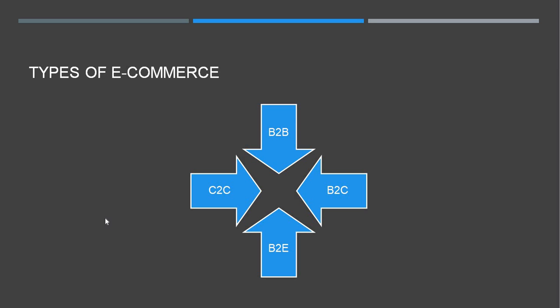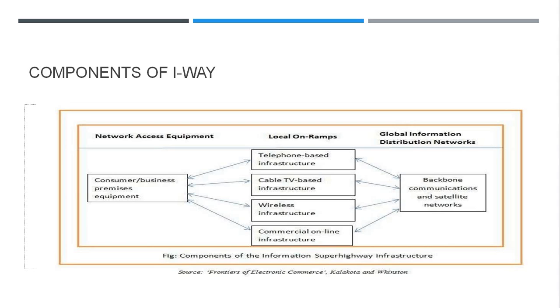So it is a very important and frequently asked question about the types of e-commerce. In Unit 1 you are supposed to learn this without missing or skipping it. The next thing coming under the first unit is the components of the I-way. So I have attached a very brief framework of the components of the I-way.